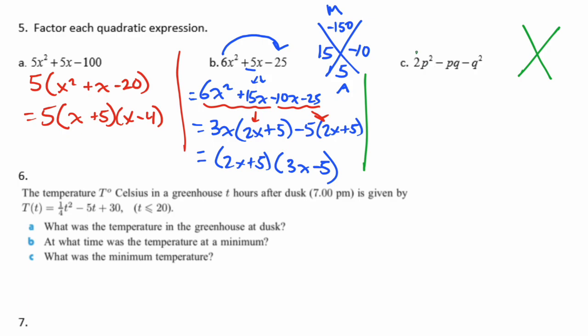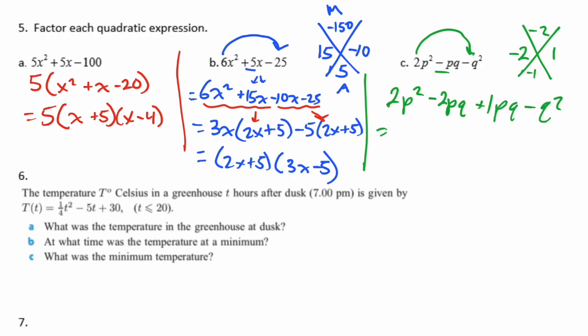We need two numbers that multiply, give you 2 times negative 1 is negative 2, add to give you negative 1. So those two numbers are negative 2 and 1. Multiply to give you negative 2 and add to give you negative 1, yes. So we split the middle term into negative 2pq and positive 1pq. And do the same as before.